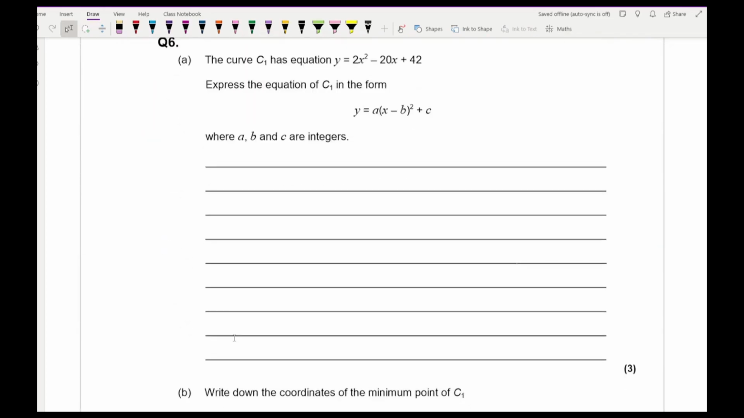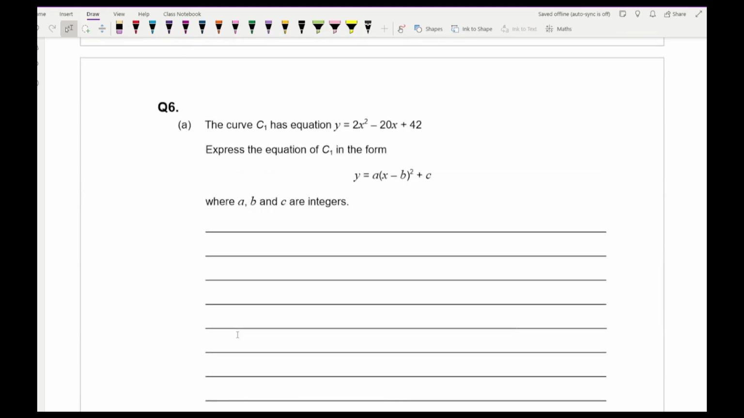Moving on to question 6, it says in part A that the curve C1 has the equation y equals 2x squared minus 20x plus 42. Express the equation of C1 in the form of completing the square, where a and b are integers. So all we need to do here is perform completing the square on this equation here.